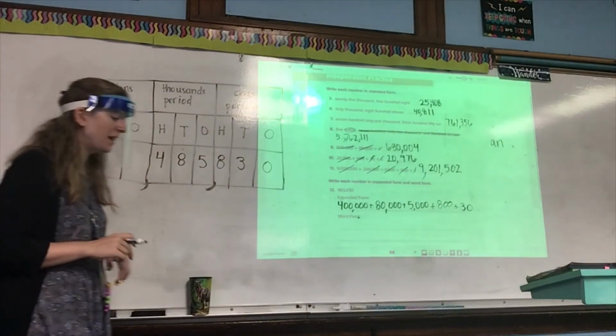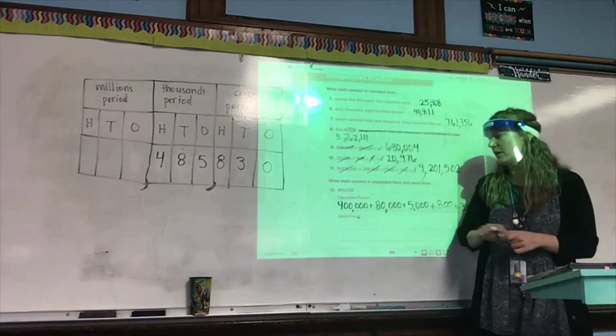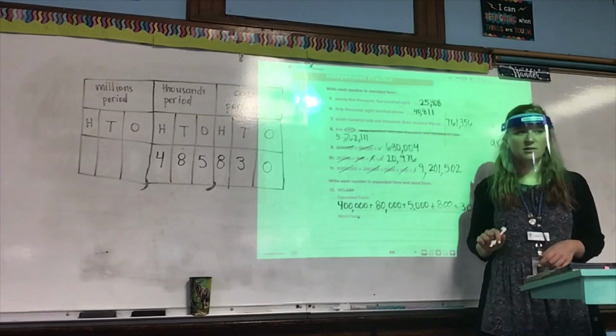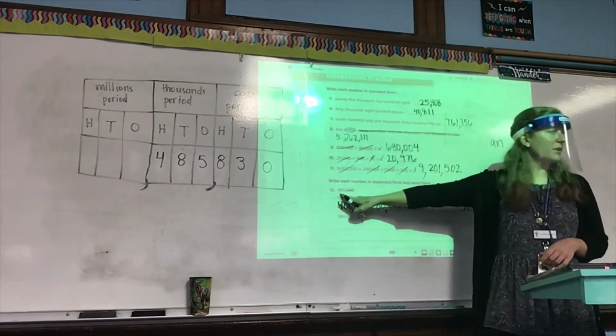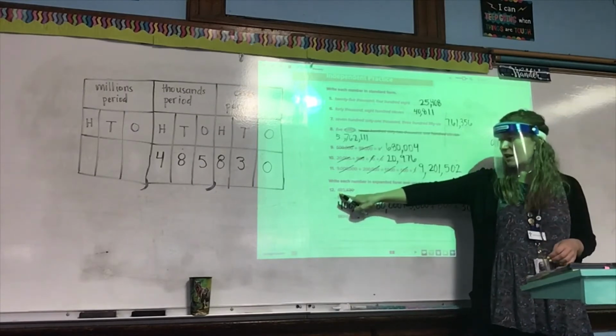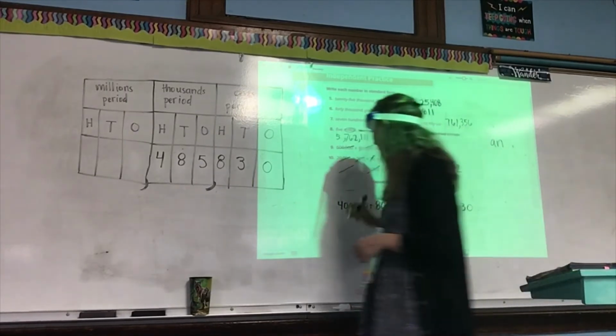Okay, now to write it in word form. All we need to know is how to say the word. Well, we already figured that out. We know if we cross everything off after the comma, we have what number, Zadie? We cross off everything after the comma. What do we have? 485. So we're going to write 485.